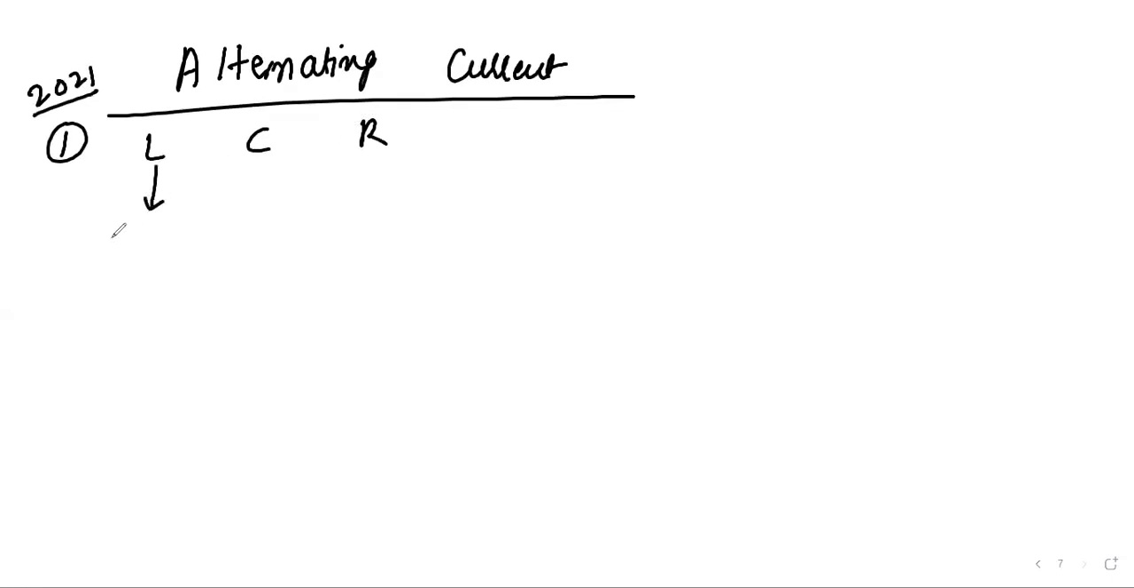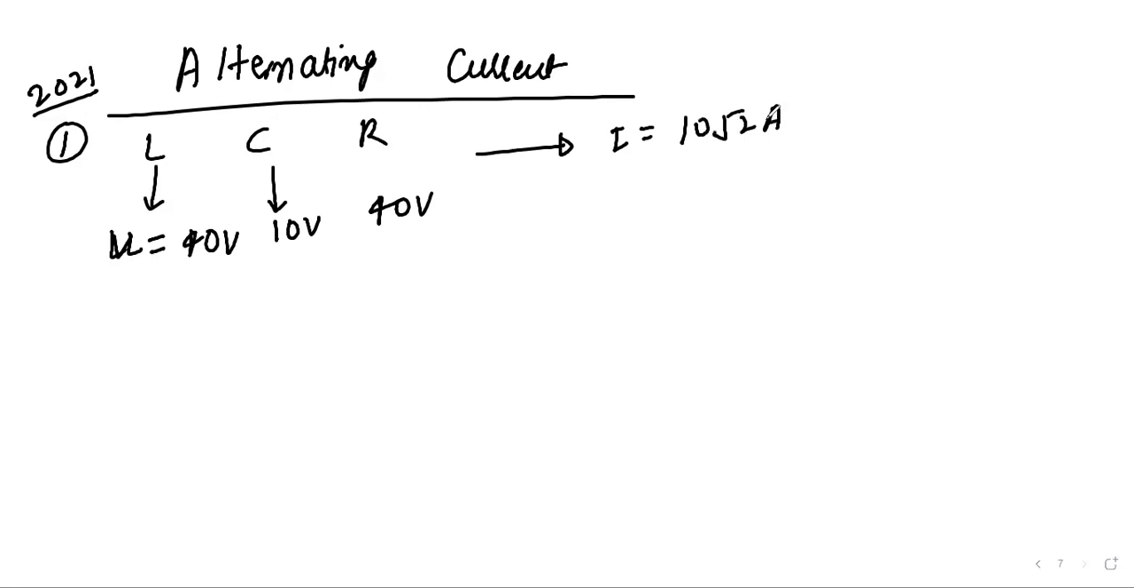So the voltage across the inductor is 40 volt, across the capacitor it is 10 volt, and across the resistor it is 40 volt. The magnitude of the current flowing through the LCR circuit is given. So the current flowing through these three is 10 root 2 ampere. Find the impedance of the circuit.